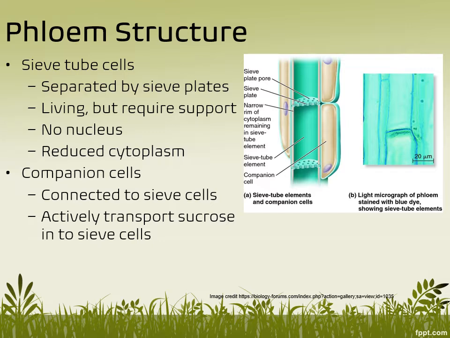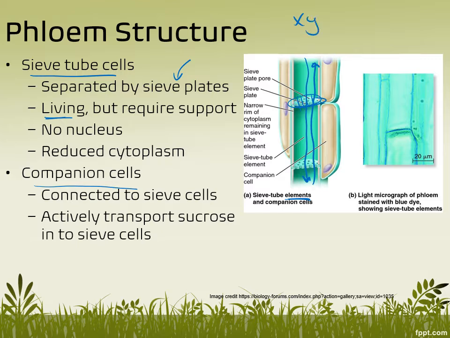Two kinds of cells in phloem. We have sieve tube cells, sometimes we call them sieve tube elements. And there are also companion cells. Those sieve tube elements are separated by sieve plates. So the cell wall between them is modified. It has a lot of holes, which makes it easy for that sucrose, that sap, to move back and forth between the cells. The sieve tube elements are living, which is different.